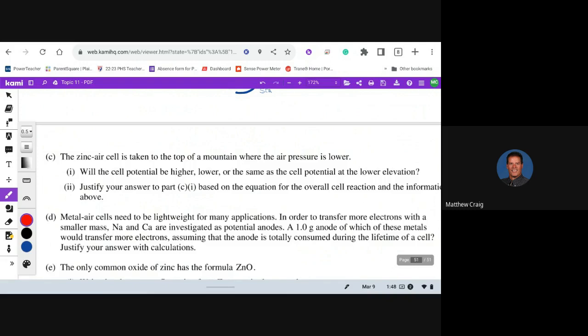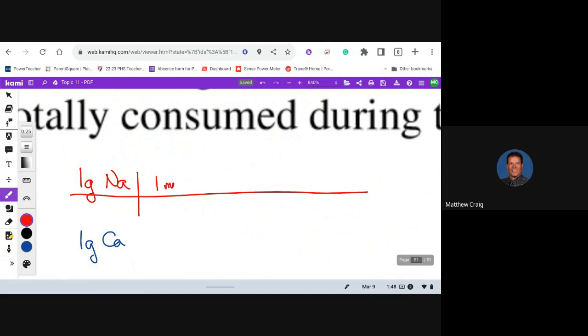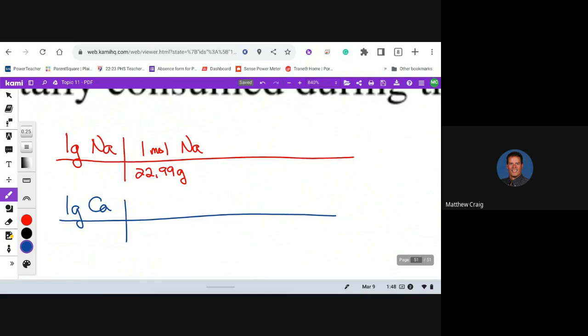When you see grams, convert to moles. Okay. So we have 1 gram of sodium and 1 gram of calcium. So we're going to find out: 1 mole of sodium is 22.99 grams, and 1 mole of calcium is 40.08 grams.